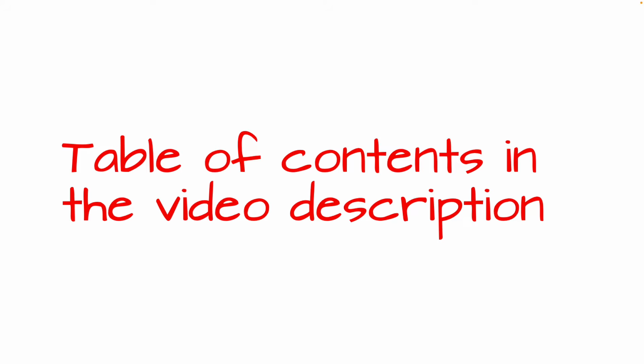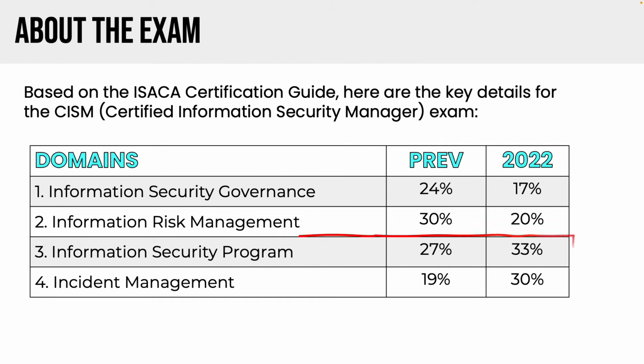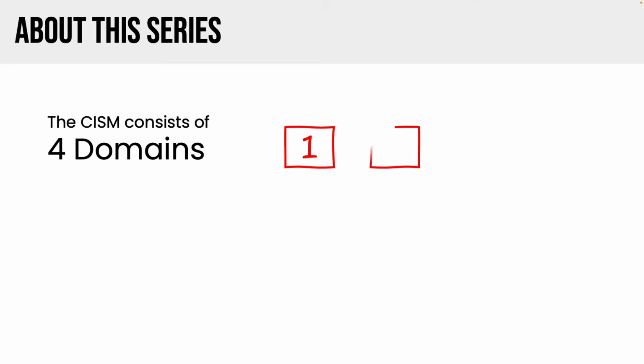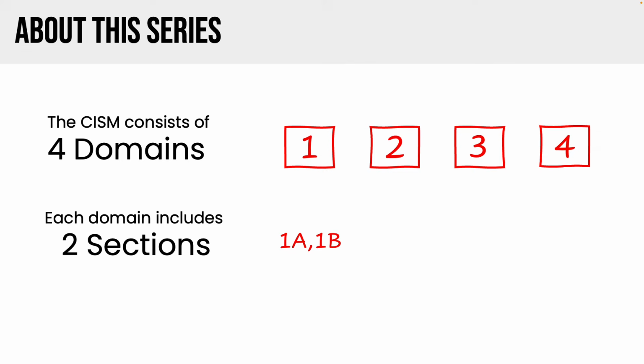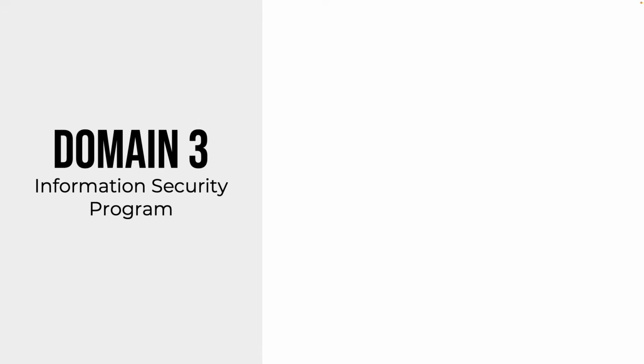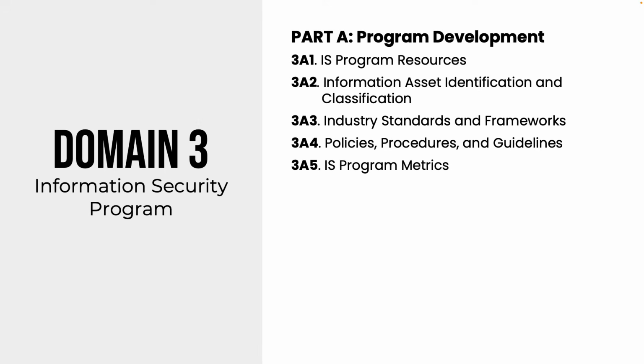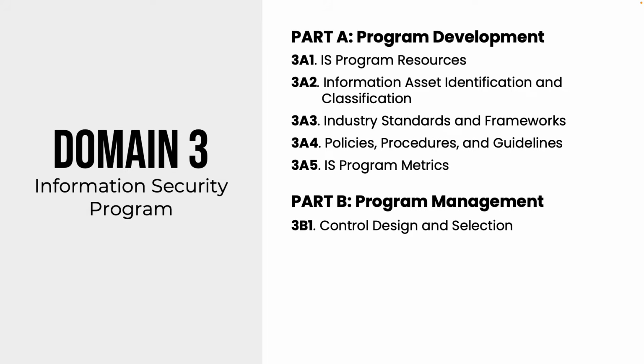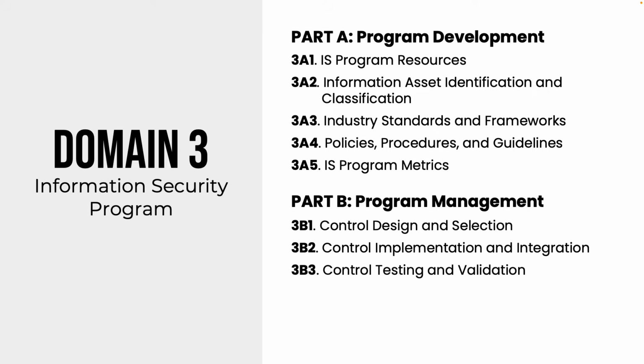So we are still focused on Domain 3, Information Security Program, and in our logical flow, where we have a Part A and a Part B for each domain, we are in Domain 3 Part B. In our previous session, we focused on program development. We have that same logical flow we've seen throughout the syllabus. We're moving into program management. Here we're going to put a lot of focus on controls. So we'll talk about control design and selection, control implementation and integration, control testing and validation.